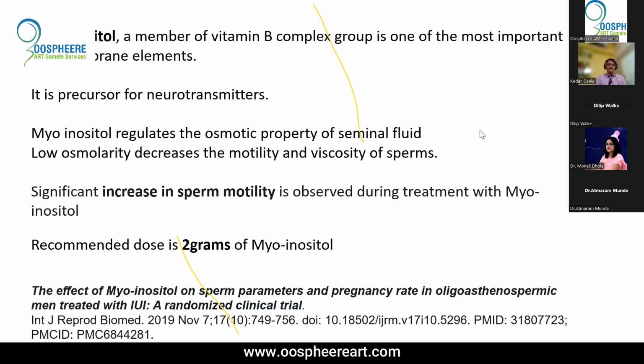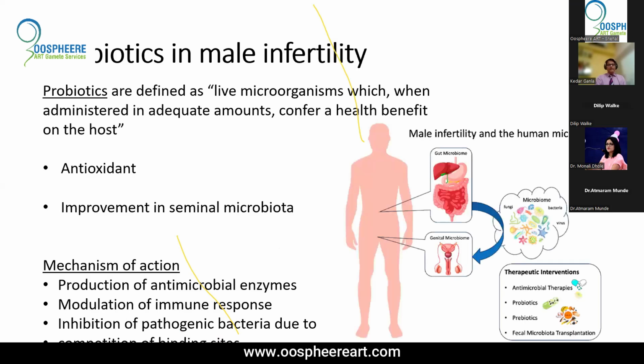What it does is it acts on the sperm membrane, and it's basically a multivitamin which causes improvement, a precursor of neurotransmitter. It improves the osmolar properties of the seminal fluid, and low osmolality decreases the motility and viscosity of the sperm. So a significant increase in sperm motility was found after treating with myo-inositol, but the dose is 2 grams. Again, the problem with us is we give 500 milligram, maybe 1 gram can be given.